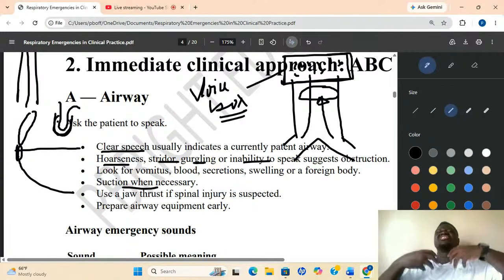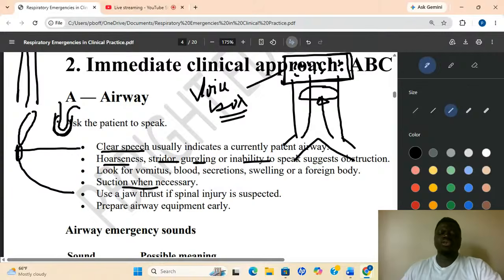Person is having a lot of secretions. Okay, lift it up, it will stretch and open the airway. Yes, so we call it the jaw thrust, especially in people with spinal injuries whose respiration has stopped. Then you prepare airway equipment early.